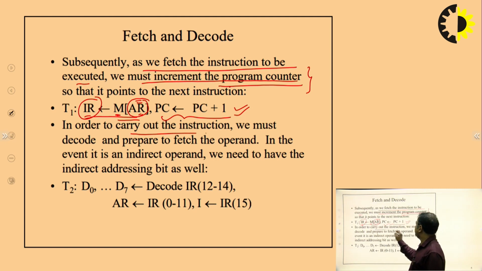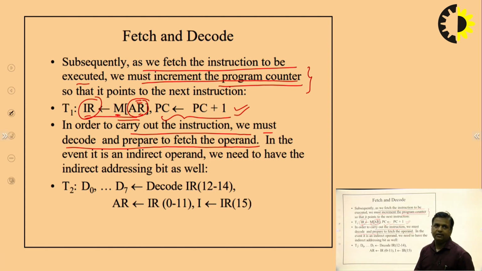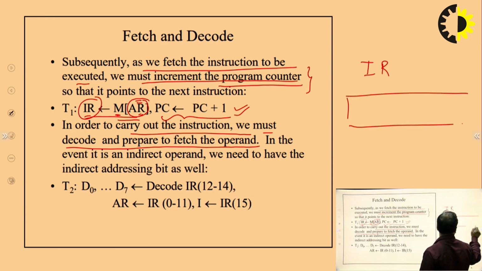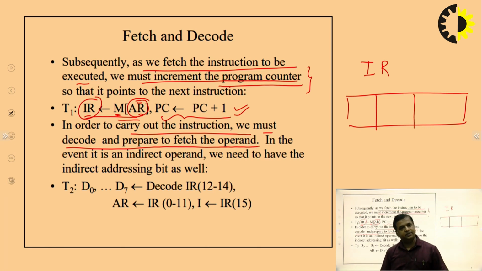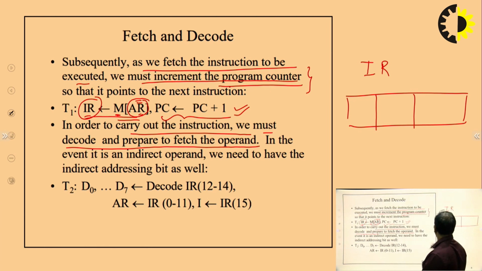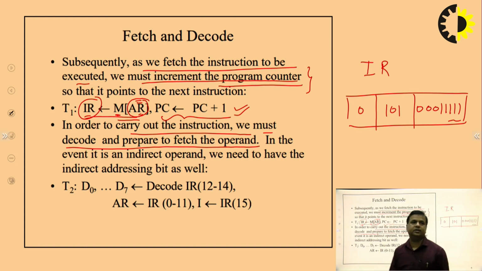So in order to carry out the instruction, we must decode and prepare to fetch the operand. Once the instruction register has the data that we have discussed in the last slide, that the instruction has been fetched, right? So how will it be decoded? Suppose this is 0101 and so on. Now it should be decoded, which means what is the meaning of each bit in the instruction, right? So in the next cycle, how will it be decoded?